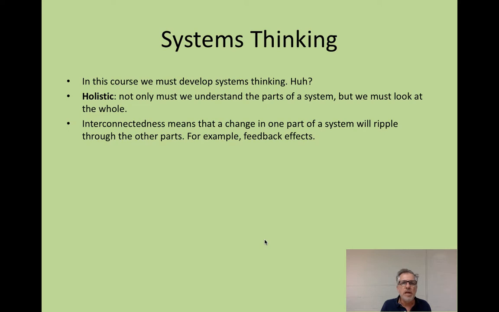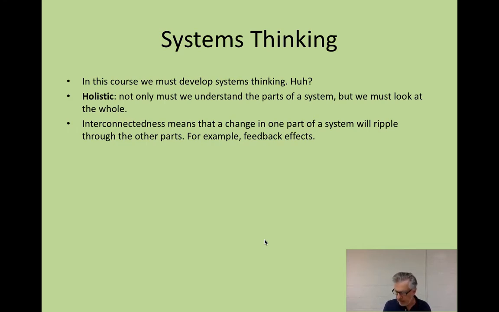We also need to look at the interconnections in the system. A change in one part of the system will ripple through the other parts, for example, through feedback loops. And sometimes systems aren't just connected cyclically, but they're connected more like a web, more like hot links, and they affect odd places around the whole system, maybe even unpredictable places.